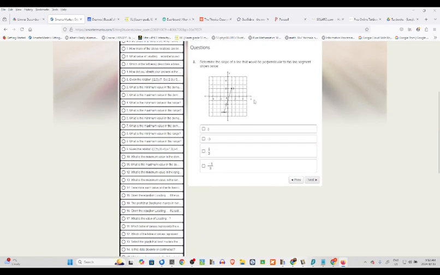So determine the slope of a line that would be perpendicular to this. All right, so to find a perpendicular slope, that's the negative reciprocal of the slope we have. The slope we have is 3. We have a rise of 3 and a run of 1. So the negative reciprocal of 3 is a -1/3. It's option D.